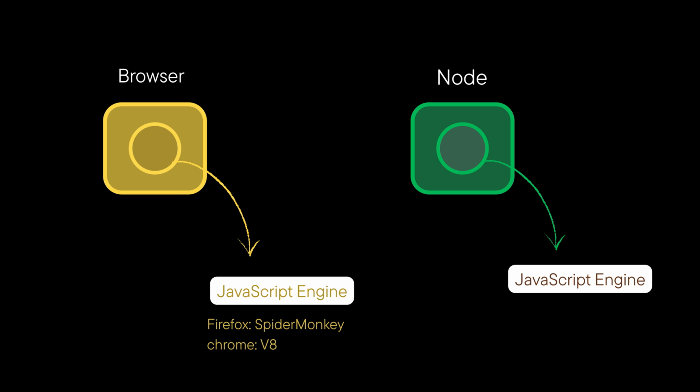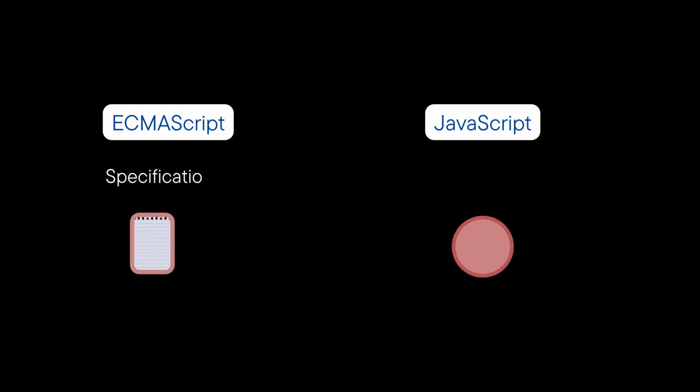And finally, the last question, what is the difference between JavaScript and ECMAScript? Well, ECMAScript is just a specification. JavaScript is a programming language that conforms to this specification. So, we have this organization called ECMA, which is responsible for defining standards. They take care of this ECMAScript specification.